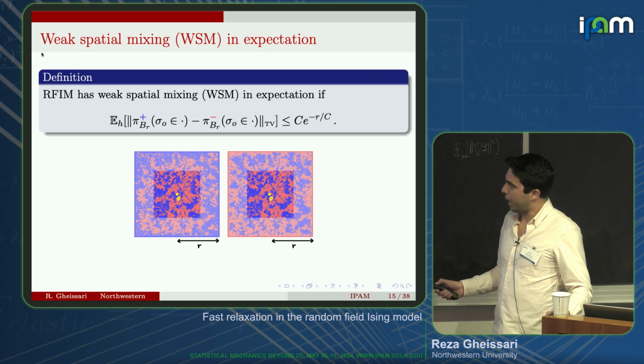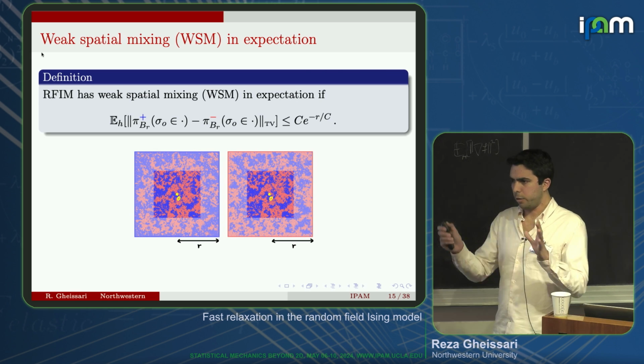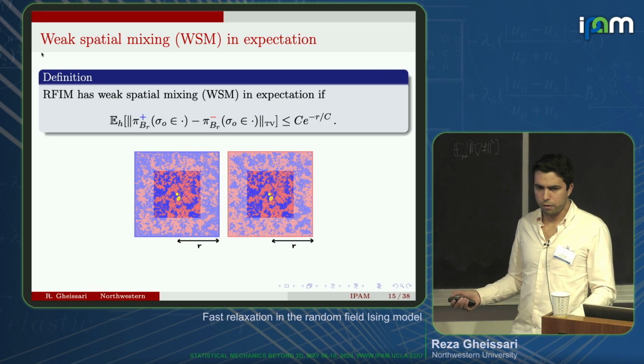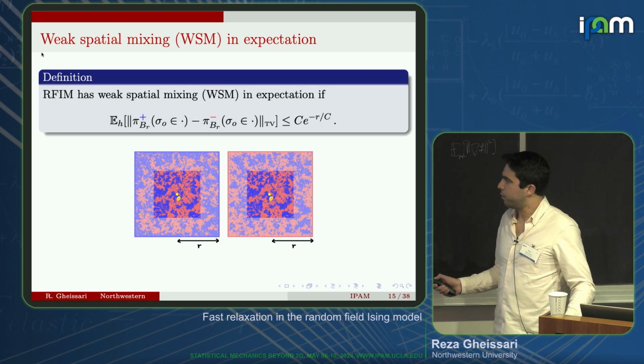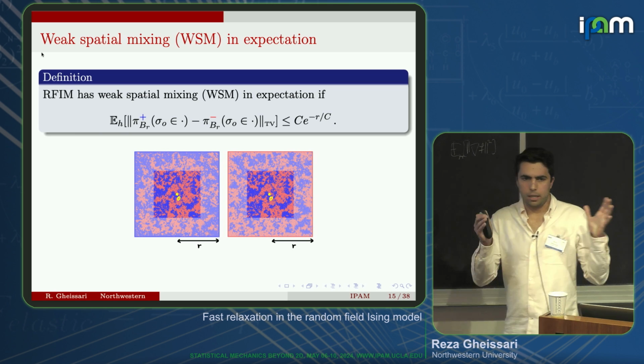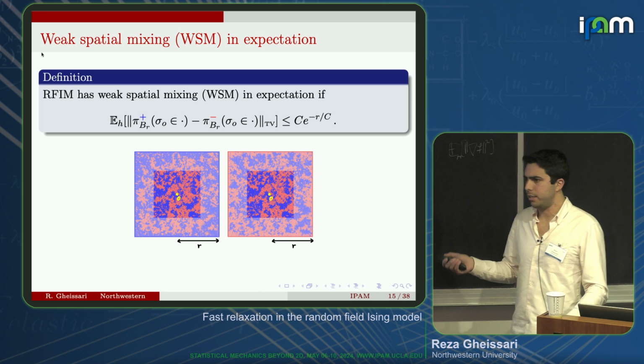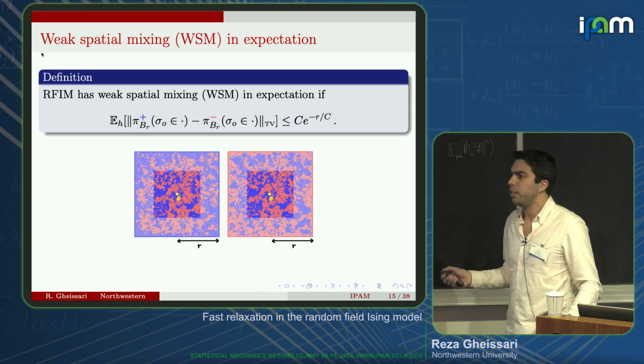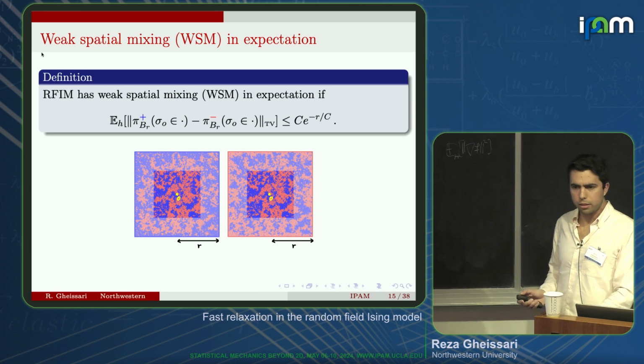And I will ask for that in expectation. So I fix a box and I take an expectation over the random field and I ask for this to hold. By Markov, this also means that with high probability, if I take an R by R box, the field is good. There's exponential decay of correlations.